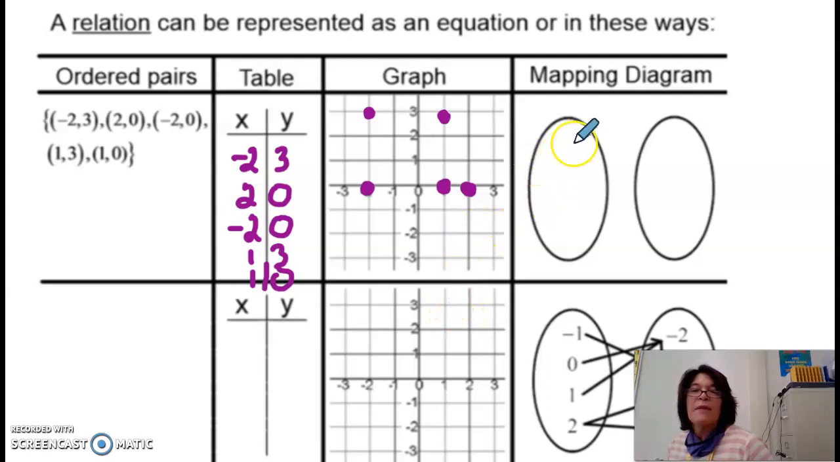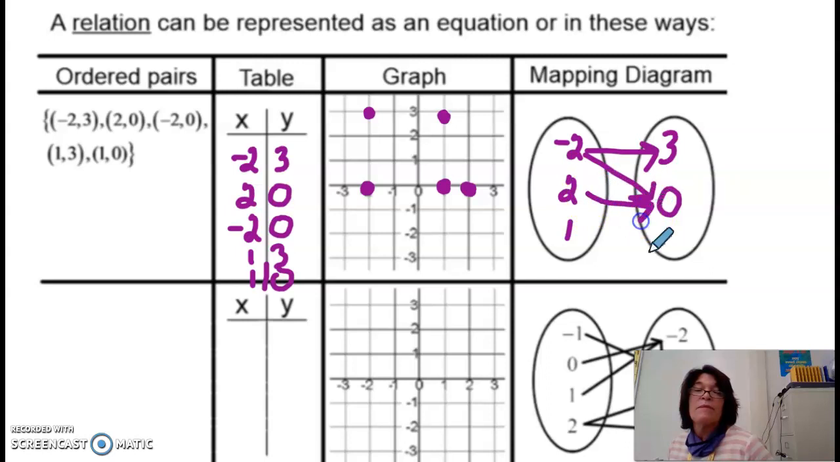If I want to map it, I would simply put the different x-coordinates. I have a -2, I have a 2, I already wrote -2, so I'm not going to write that again, and I have a 1. For the y-coordinates, it looks like I have a 3, and I have a 0, and those are the only y-coordinates. So -2 gets mapped both to 3 and to 0. 2 also gets mapped to 0. That's a little error there. 1 gets mapped to 3, and it also gets mapped to 0. So that's a mapping.